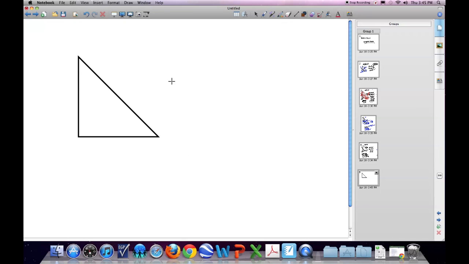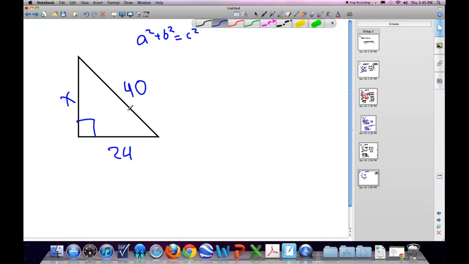So let's triangle. And now you have x here. You've got, let's say, 40 here. And you've got 24 here. And you need to find x. So you use the same equation, a squared plus b squared equals c squared. And when you use it, try and plug in the numbers. So you can see this is either a or b.